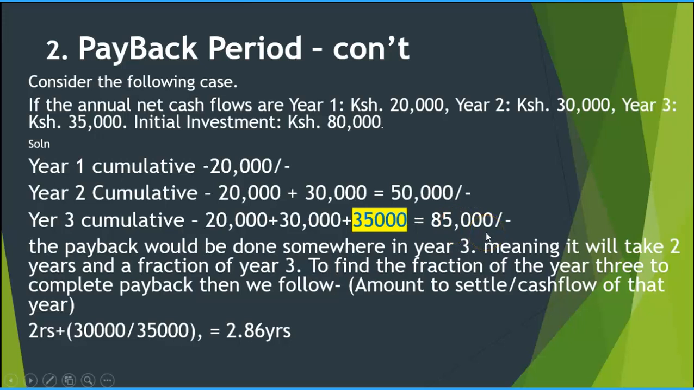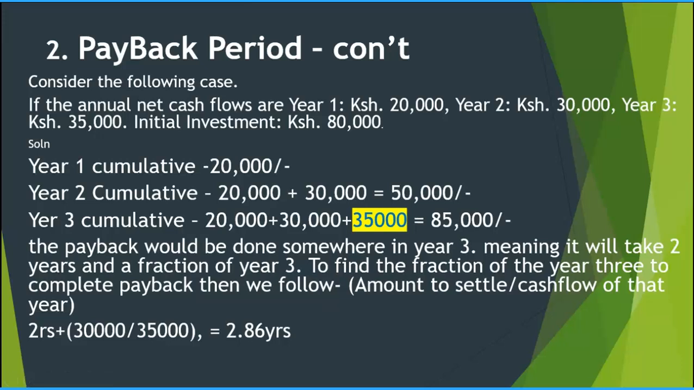And that means that this project is able to pay back during the period between the second year and the third year. But the exact point is not known. So how do we determine it? To determine the exact time, we will need to write first the 2 years that we know, that the project will be paid in 2 years.